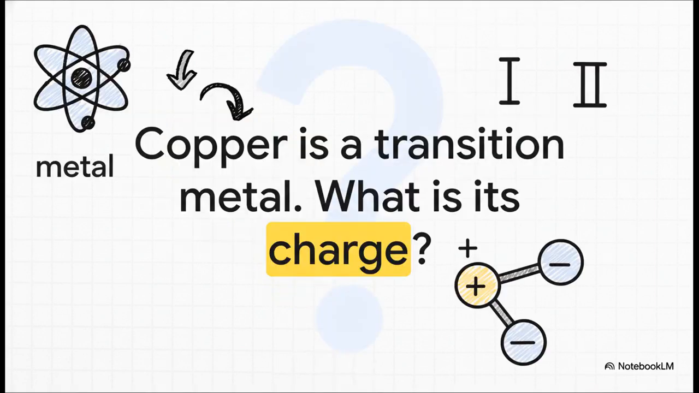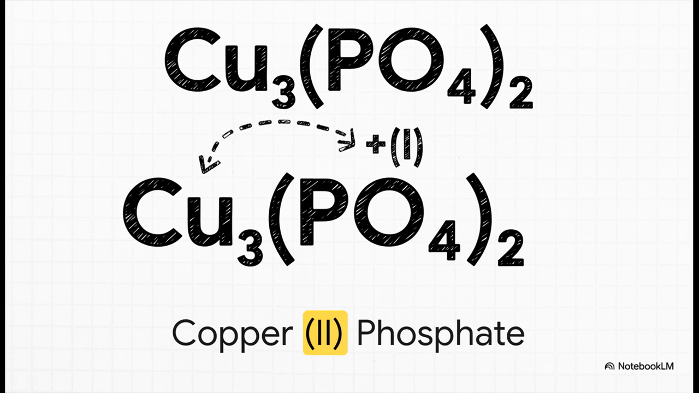Okay, next step. Copper is a transition metal. That should set off a little alarm in your head. It means we're probably going to need a Roman numeral in the name. But what is its charge? The formula itself holds the clue. And this is where that crisscross trick is so cool, because we can use it in reverse. Look at the subscript on the outside of the phosphate parentheses. It's a 2, right? Well, that 2 was originally the charge on the copper, which means the charge is 2+, so the name has to be copper(II) phosphate. See? The formula told us everything we needed to know.